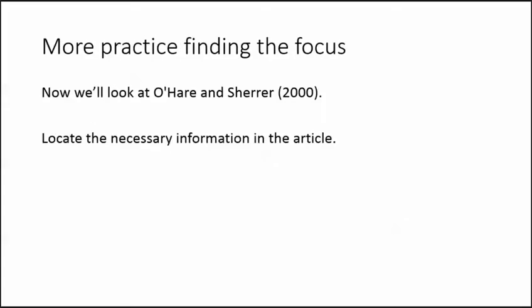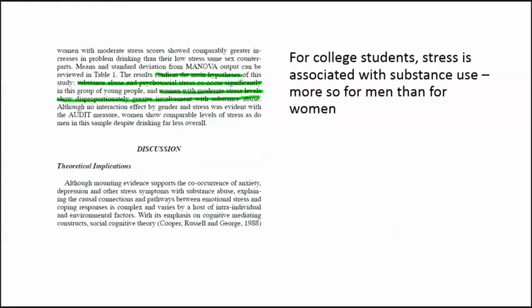Now we'll look at O'Hare and Scher. Locate the necessary information in the article, pausing this slide if need be. O'Hare and Scher provide an example of an article that doesn't place the summary of the results early in the discussion. As you might have noticed, they don't really summarize the results anywhere in the discussion.